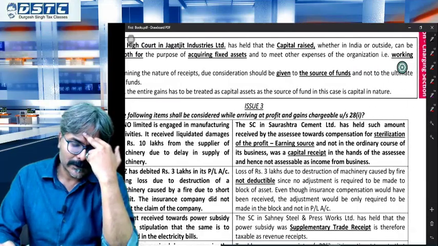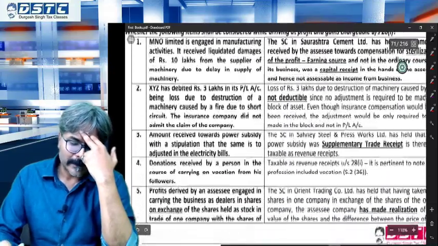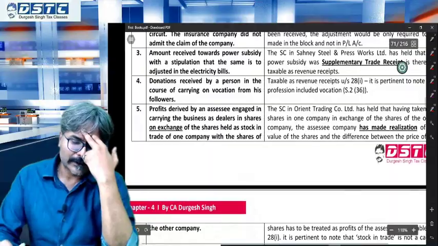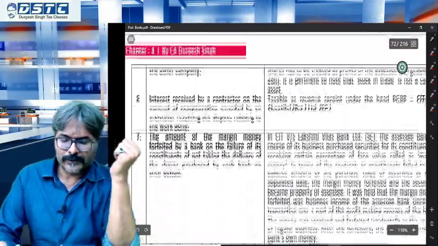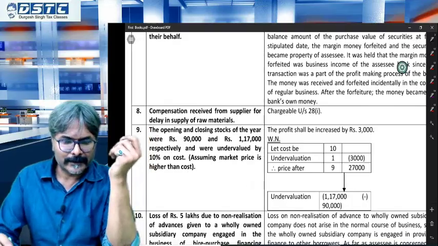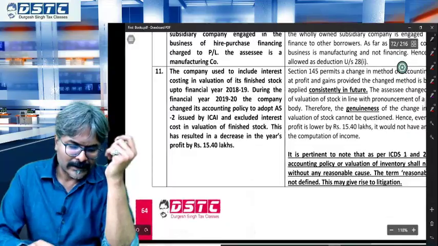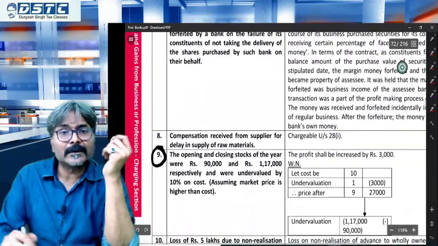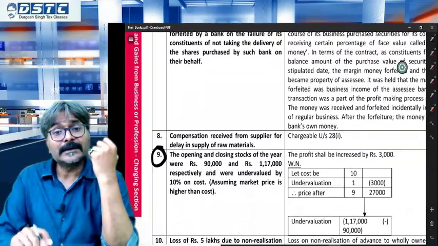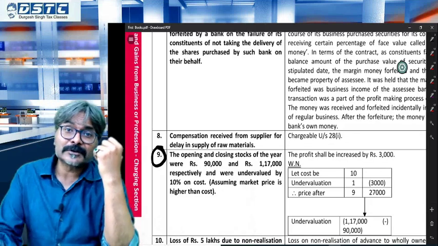Under which section have you done that particular adjustment? No, you don't remember that. There is no such section at all. Why? Primarily because these adjustments are to be done as per the commercial accounting principle.